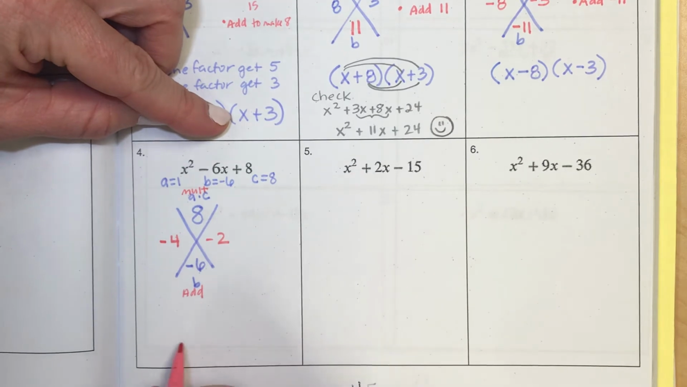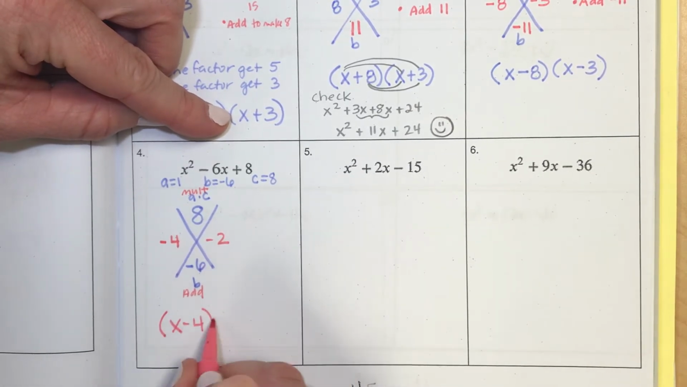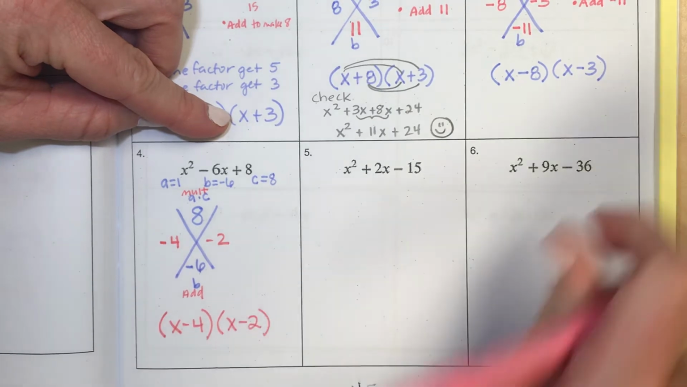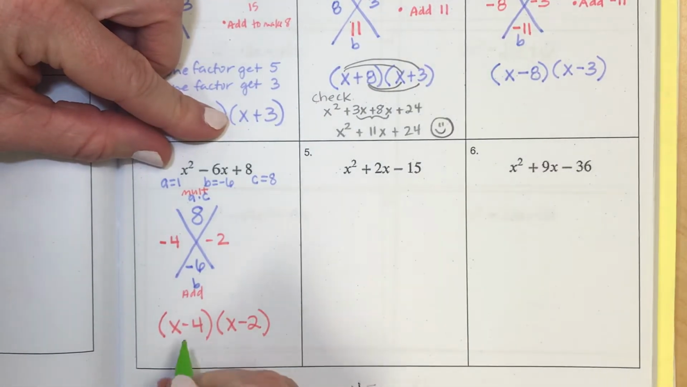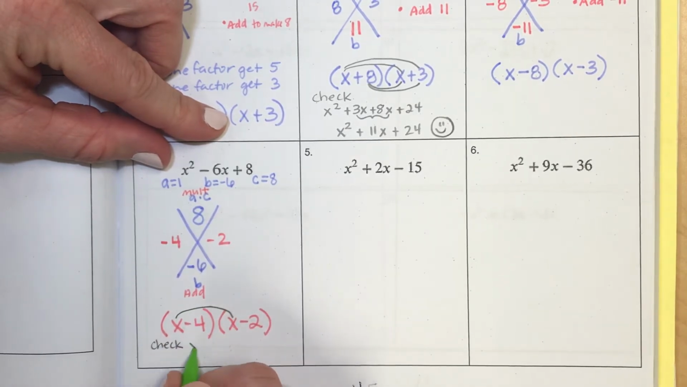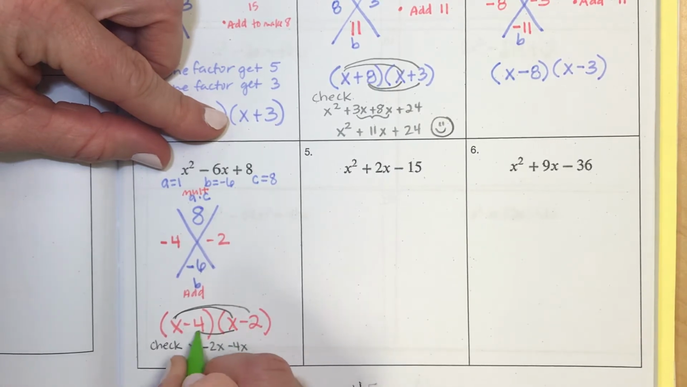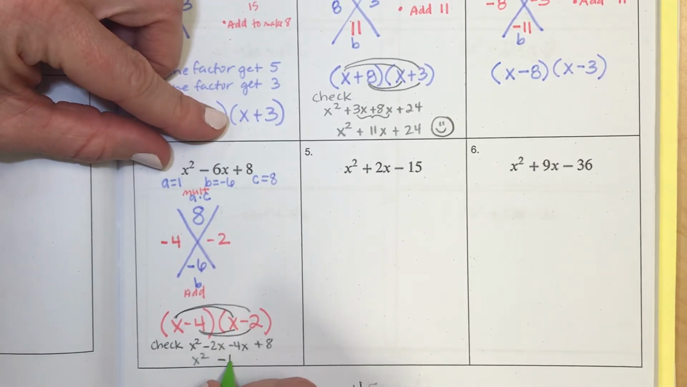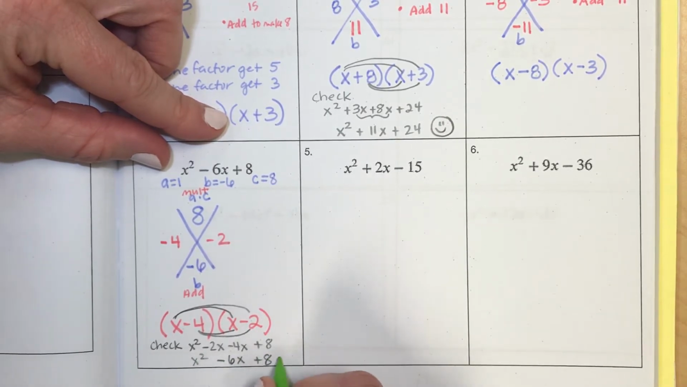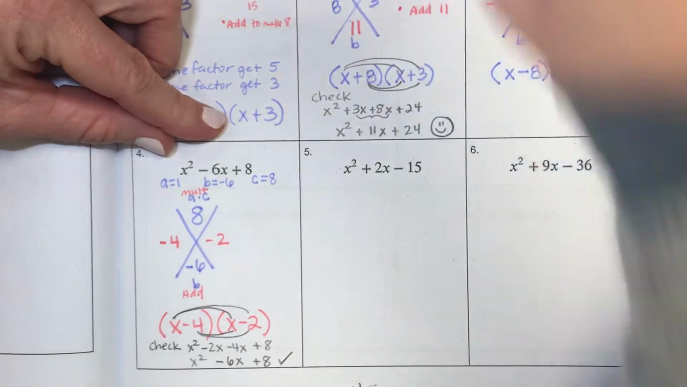So one of my factor pairs is going to be the letter x with a negative 4, and the other one is going to be an x with a negative 2. And I'm just going to show you again that if you check, if we distribute, we'll have x squared minus 2x minus 4x plus 8. Is that what we started with? X squared minus 6x plus 8? It is. Very good. Okay, here's 2 more for this video.